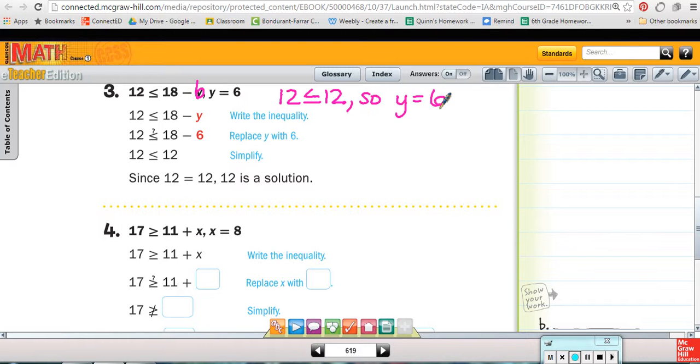Because what we're trying to do is prove if this is true or not true. So we have to say, yes, if this is true, 12 is less than or equal to 12, then y is equal to 6. If that's not true, then y can't be 6. Okay, let's look at the next one, number 4.